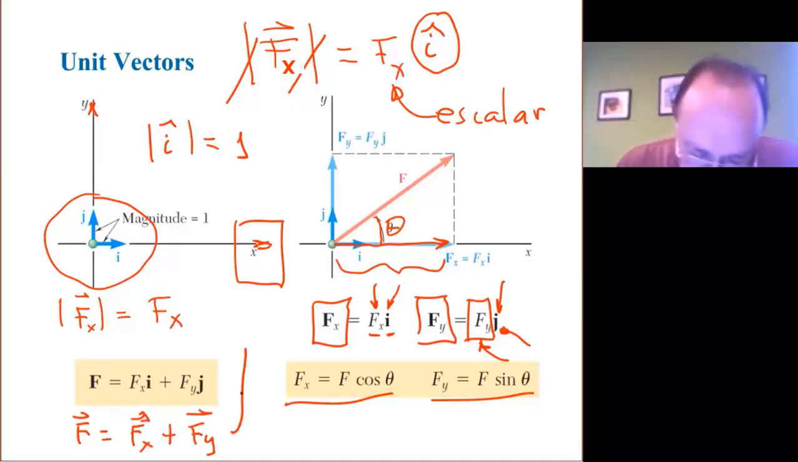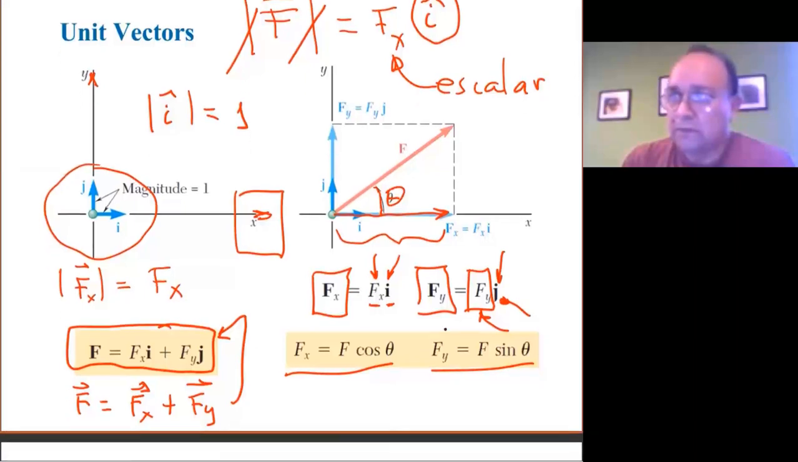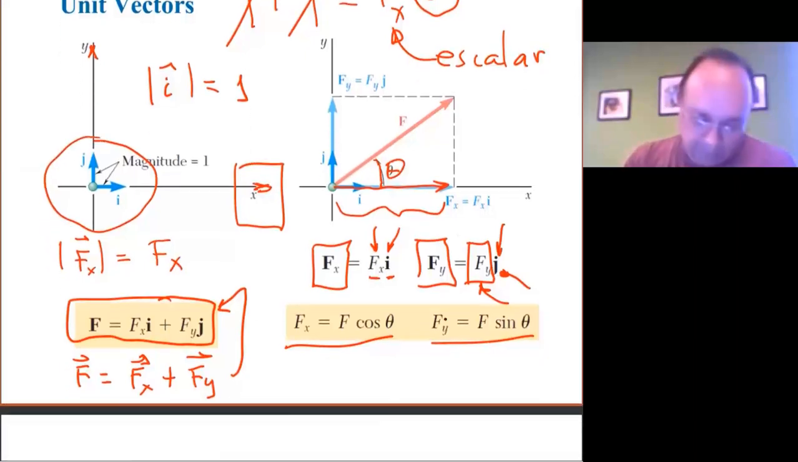Written in another form will be this here. Professor, can you move your screen up a little bit? The last equation there is cut off. Like this, like that.